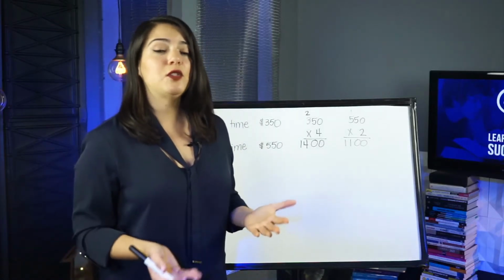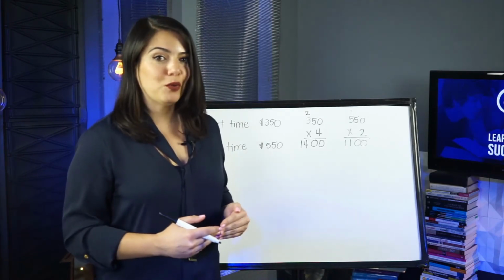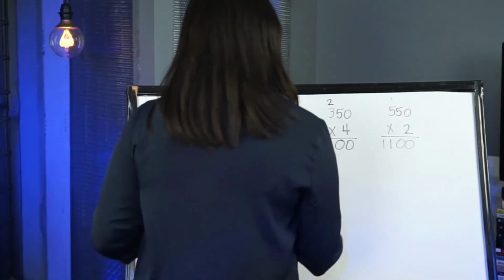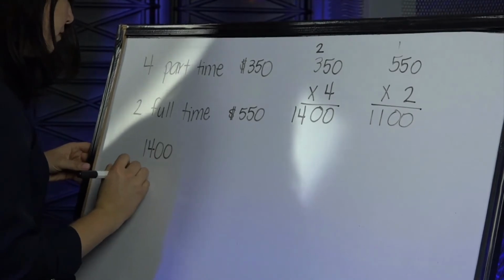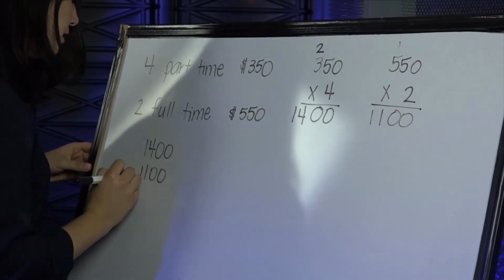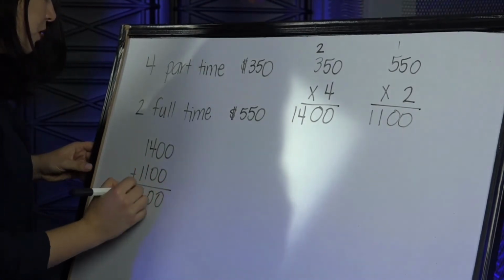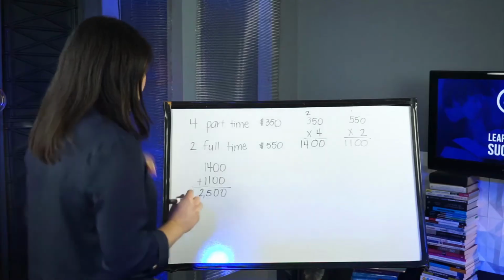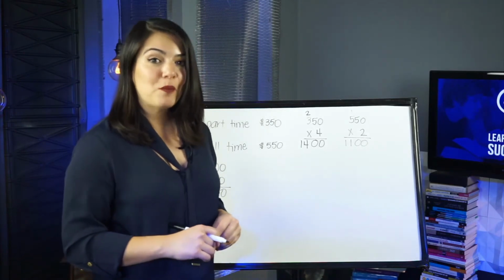Now, remember we said to find the average, we need to get the total and divide it by the number of employees that there are. So we'll add up the amount that these employees make per week, and we'll divide it by the number of employees. So we have 1,400 plus 1,100. 0 plus 0 is 0. 0 plus 0 is 0. 4 plus 1 is 5. 1 plus 1 is 2. Our total is 2,500. Now let's divide that by the number of employees that there are.